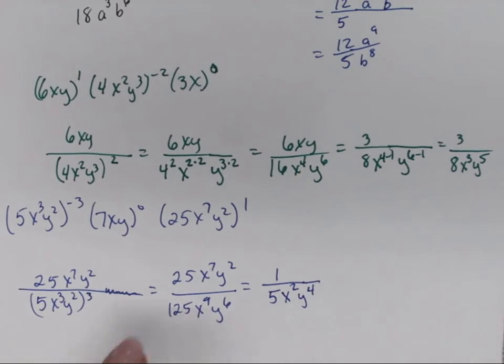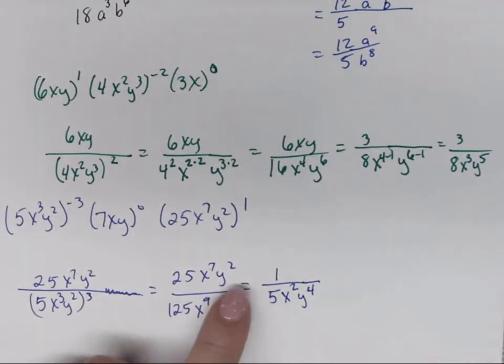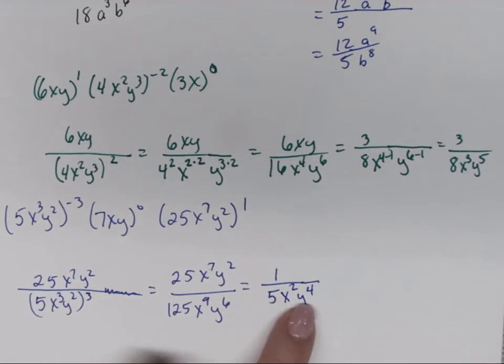Now in this part here, if we hadn't already written the 1, we would have to write the 1. You can't write it as just 5x squared y to the 4th. There has to be a 1 up top. So make sure you don't forget that part of it.